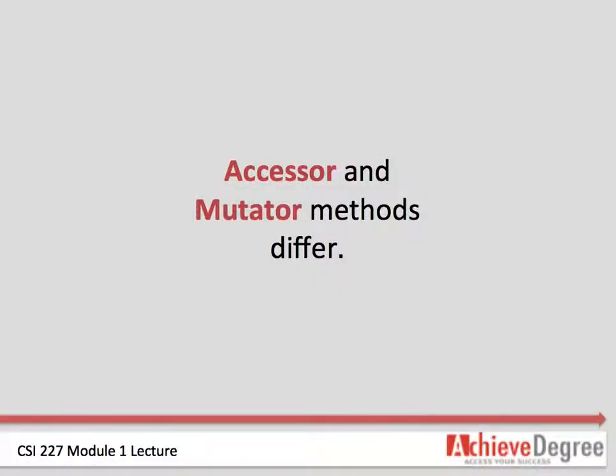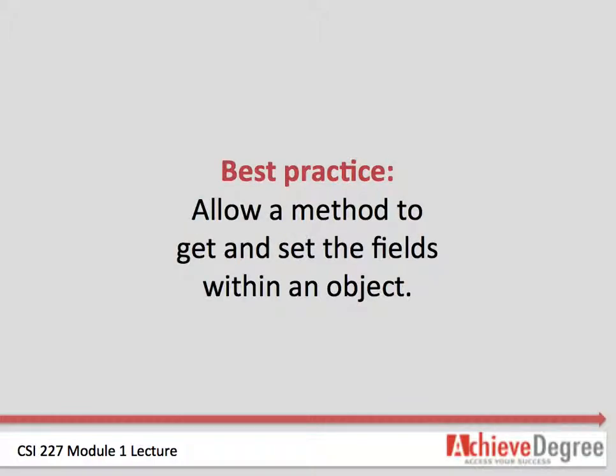You should remember accessor and mutator methods and how they differ. Accessor methods have a return type and always retrieve a value from a field, and mutator methods always set the values of fields within an object. It is best practice to allow a method to get and set the fields within an object because you do not offer direct access to the field information, and that protects the values of the data. When we discuss APIs, the reasoning for this protective step will become apparent.